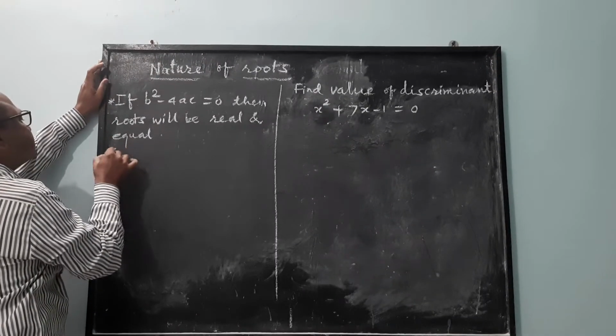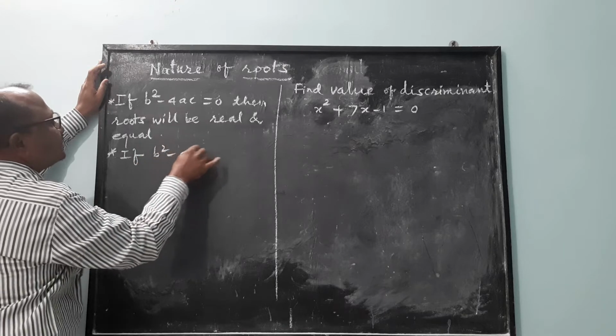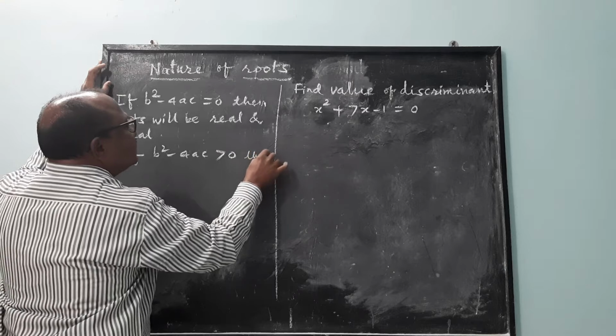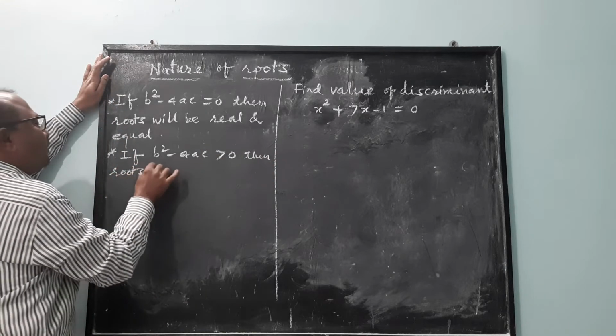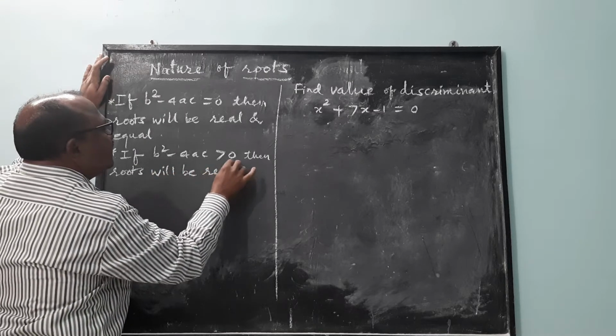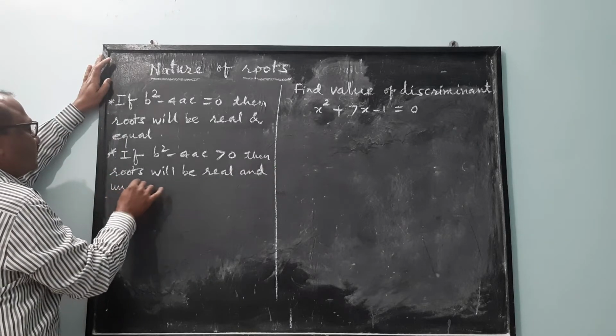Second, if b square minus 4ac is greater than 0, then roots will be real and unequal.